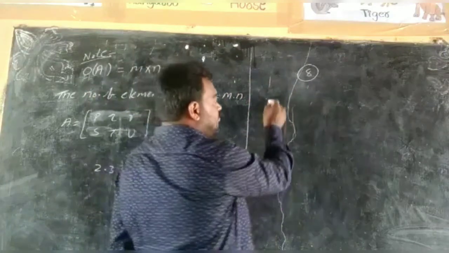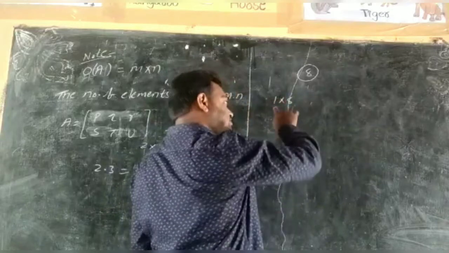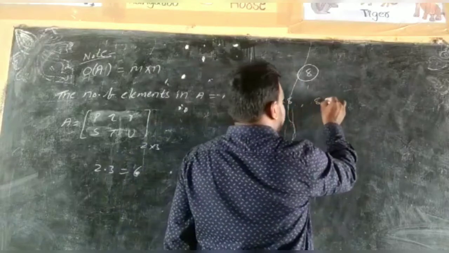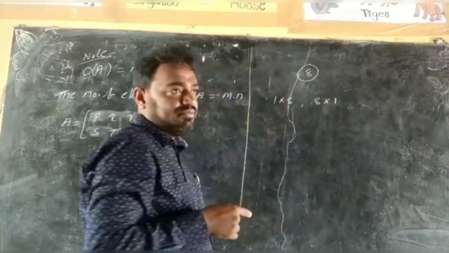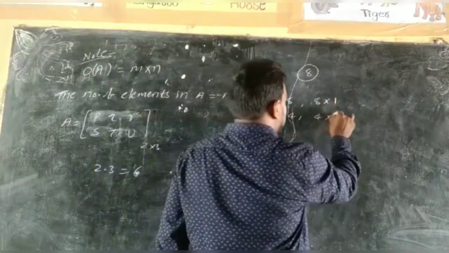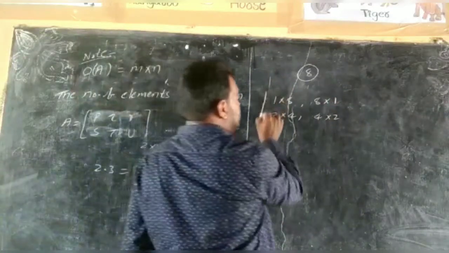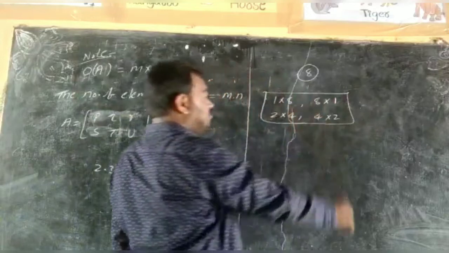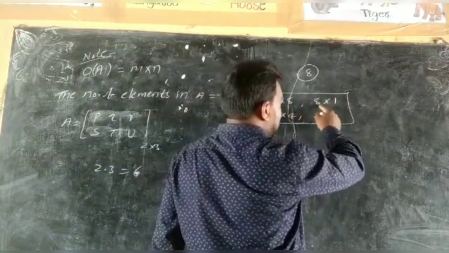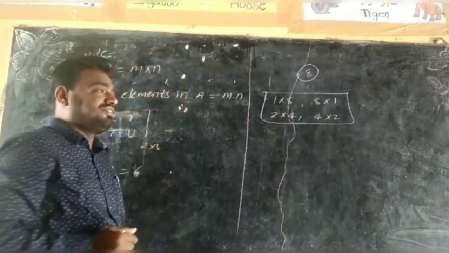You see now, first one, 1 into 8. 1 into 8 is equal to 8. So this is one of the possible orders of the matrix. Otherwise, 8 into 1 also, 8 into 1 is also 8. Next, 2 into 4, 4 into 2. These are the only possibilities. The possible orders of the matrices are 1 cross 8, 8 cross 1, 2 cross 4, 4 cross 2. This is the answer. Okay.